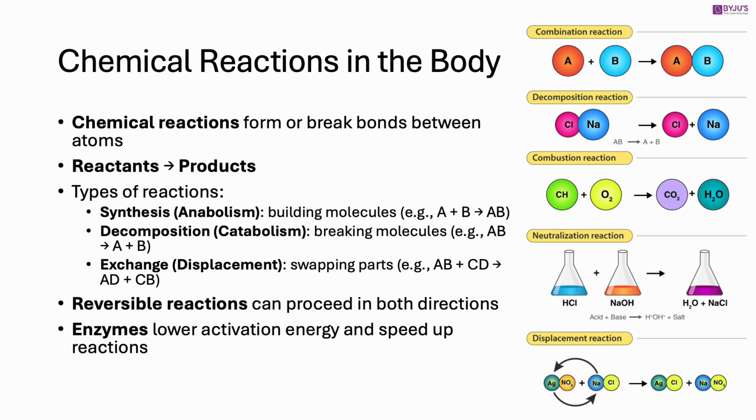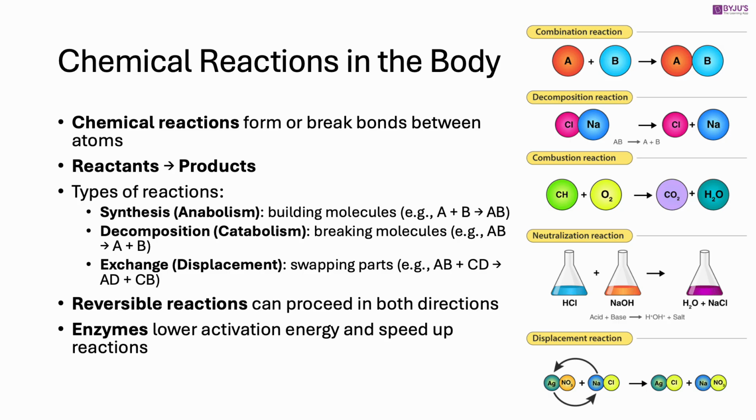Chemical reactions are the basis of all body processes, from digestion to muscle contraction to DNA replication. In a reaction, substances called reactants are transformed into products. Synthesis reactions build larger molecules from smaller ones, like combining amino acids to make proteins. These are typically anabolic and require energy.